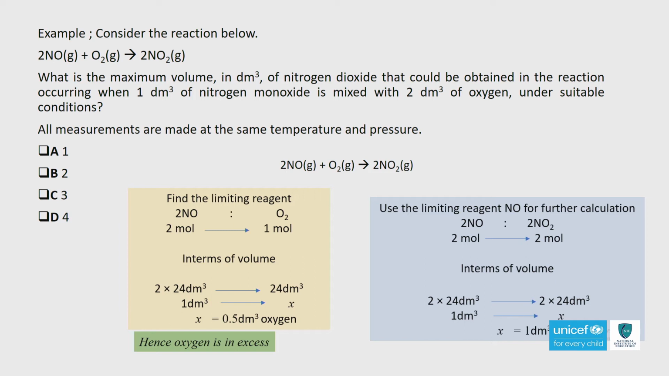So here the limiting reagent is nitrogen monoxide, and then that is the product. 2 moles of nitrogen monoxide give 2 moles of nitrogen dioxide. They are actually producing an equal number of moles in the reaction. If you do it in terms of volume, here it will be occupying 2 into 24, and there it will be occupying 2 into 24. In other words, it's a very straightforward calculation. So 1 dm cube will definitely give a volume of 1 dm cube. So the answer here is A, which is 1 dm cube.